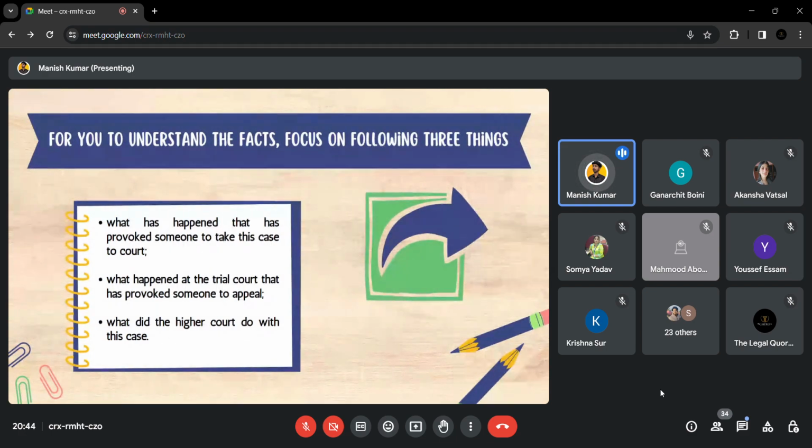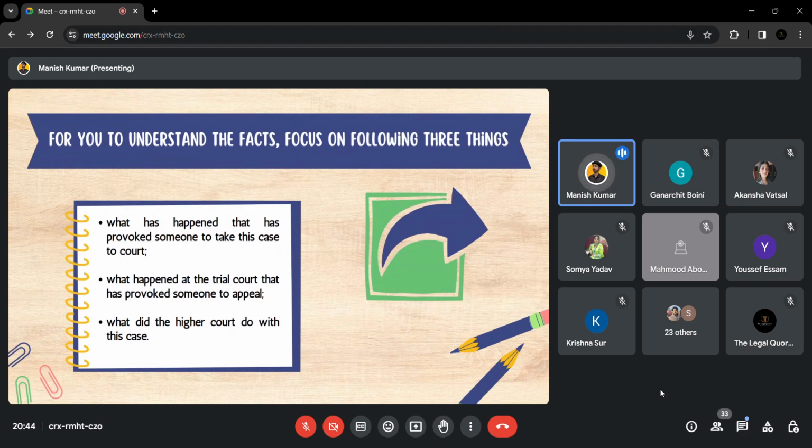For you to understand the facts, you need to focus mainly on three things. Firstly, what has happened that has provoked someone to take this case to court. It is basically the cause of action that persuaded a party to approach the court. Let's say it is a matter of murder. So murder happened, and that's why the victim, or the state on behalf of the victim, approached the court. So it is the cause of action.